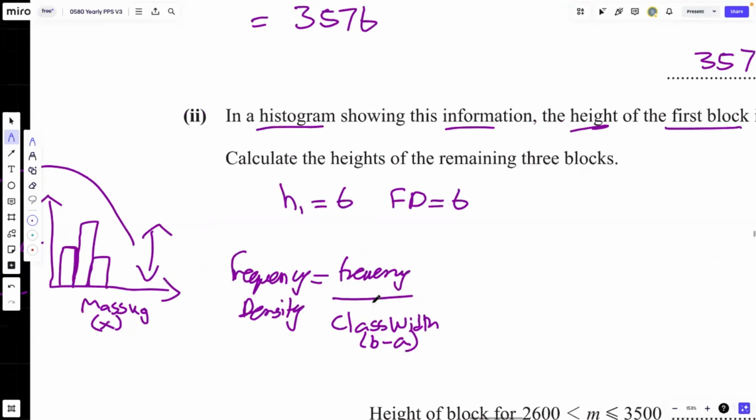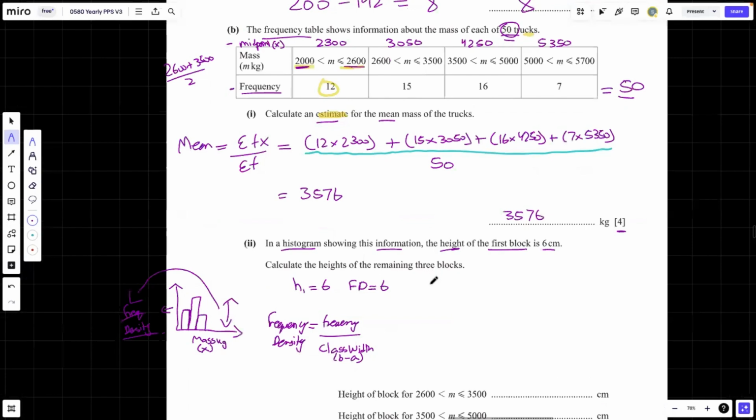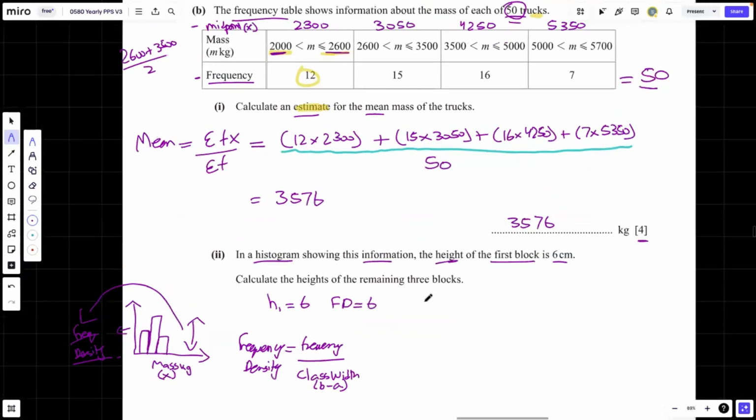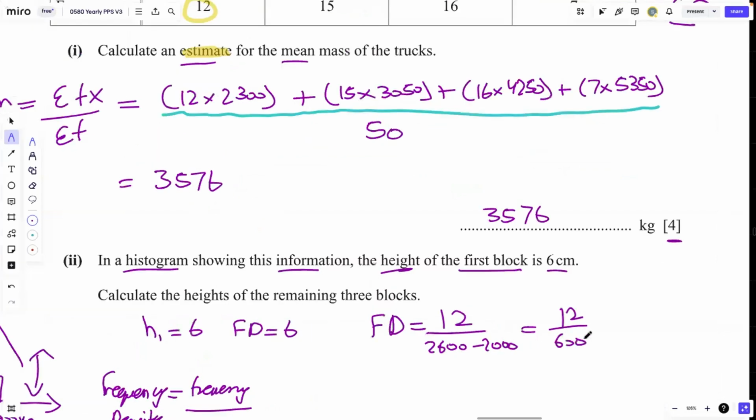Now that's the formula that we have. And if you look at the first block, the first column, the data set tells us that the frequency is 12. So what the FD should have been was 12 frequency over the class width, which is 2600 minus 2000, which is 600. So that's 12 over 600, which in decimals is 0.02.